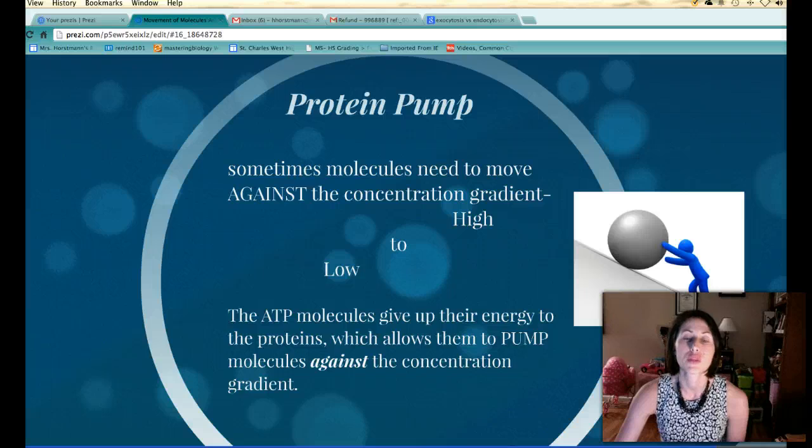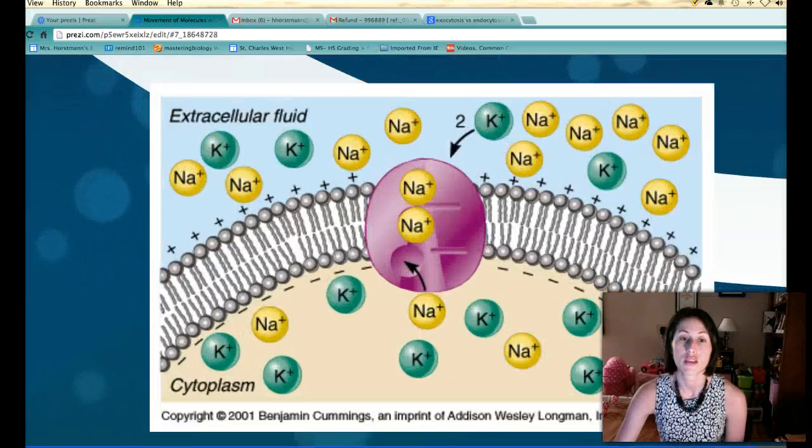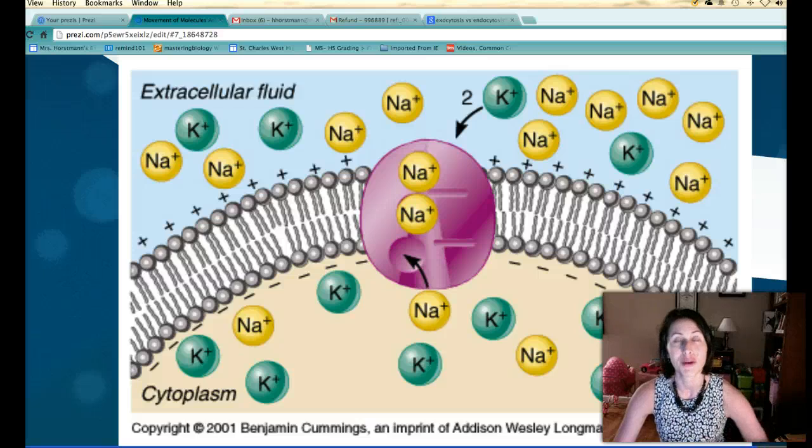One example that's really popular to use when we're talking about protein pumps is the sodium-potassium pump. I'm going to show you two different pictures. I really like this picture because it's actually showing the concentration gradient. If you look here, this is the extracellular fluid, the outside of the cell, this is the cytoplasm, the inside of the cell, and this is the cell membrane that wraps all the way around the cell, and then this is our protein.